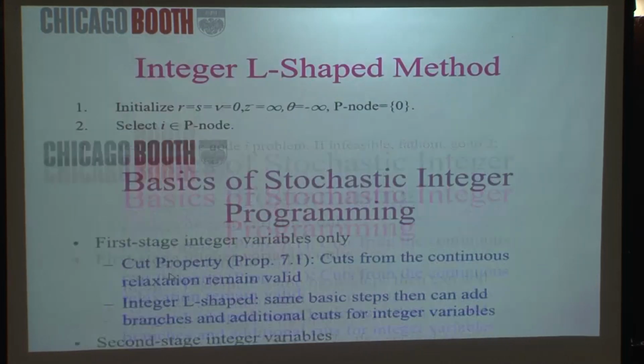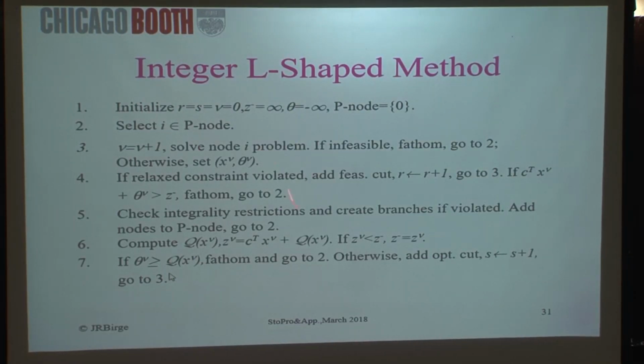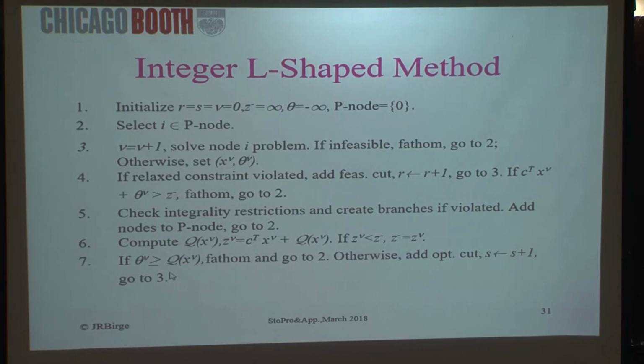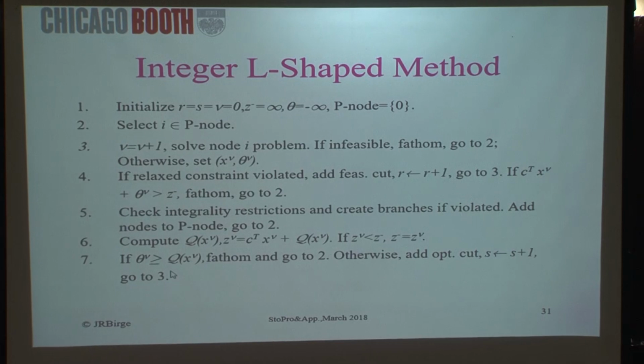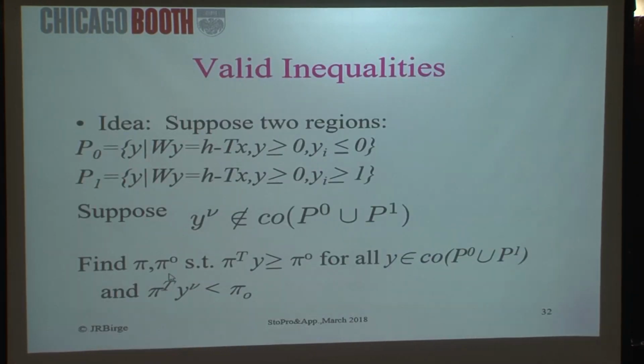Okay, I'm going to mention this. This is just saying how you go through the L-shaped method with integer variables, but it's basically the same as the standard L-shaped method. But let me mention the valid inequalities.